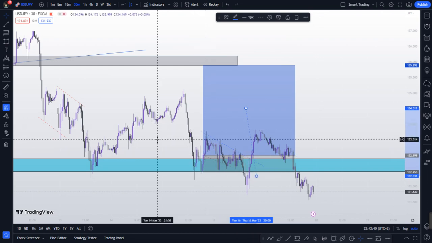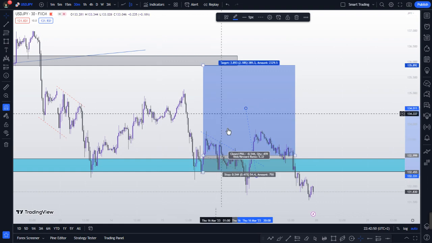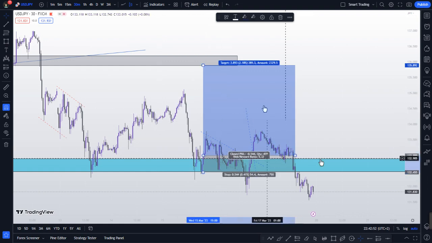What you need to do, once your trade kicks you out, you are not supposed to continue on that trade. You are not supposed to continue. You are not supposed to duplicate a trade.